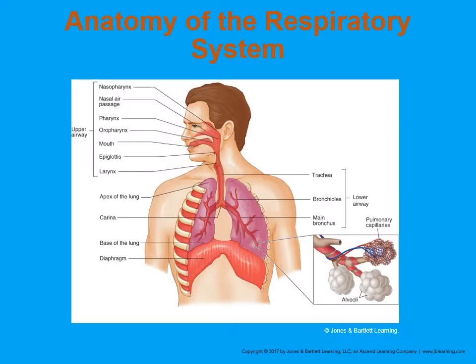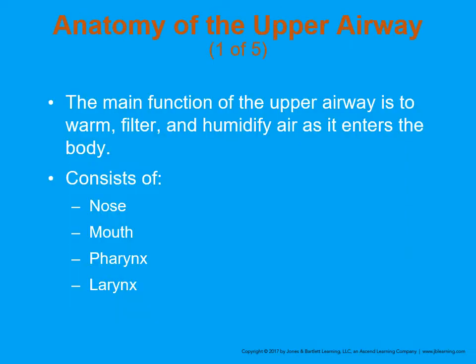There's a diagram of the anatomy of the respiratory system. I would become familiar with each thing and where it's located and what it's called. The respiratory system consists of all the structures that make up the airway and help us breathe or ventilate. The airway is divided into the upper airway and the lower airway.